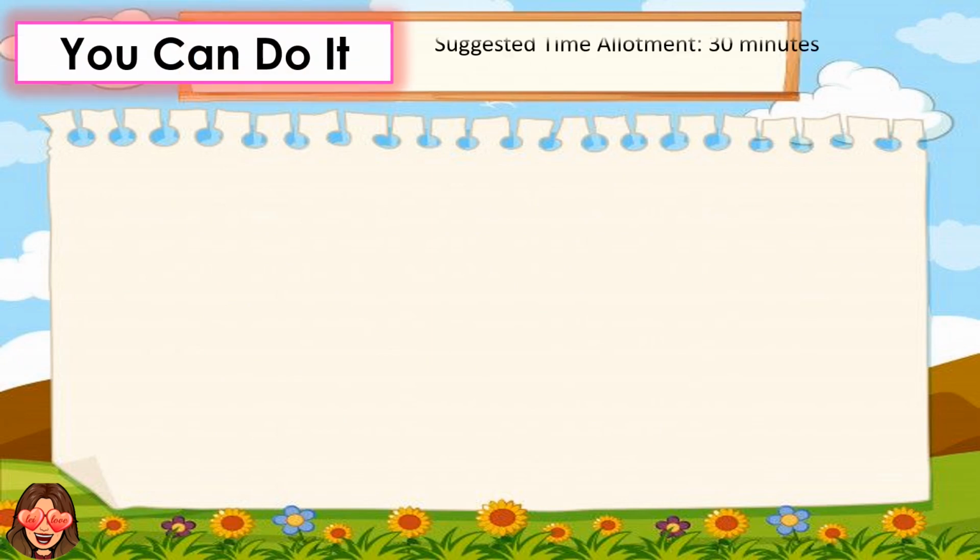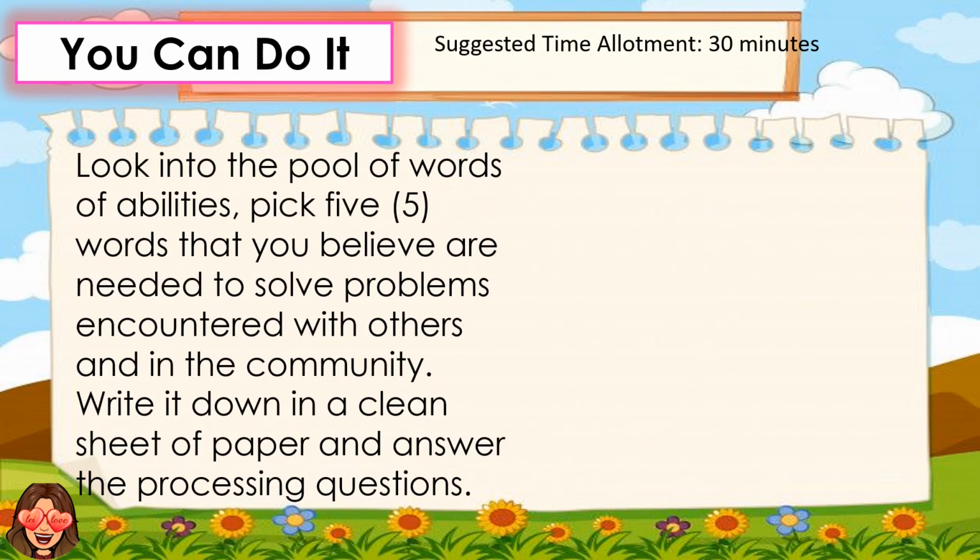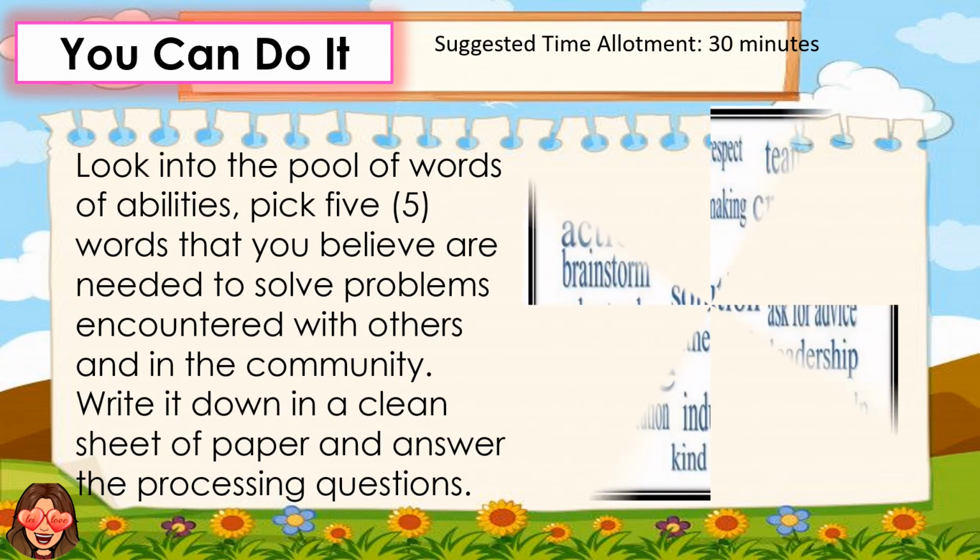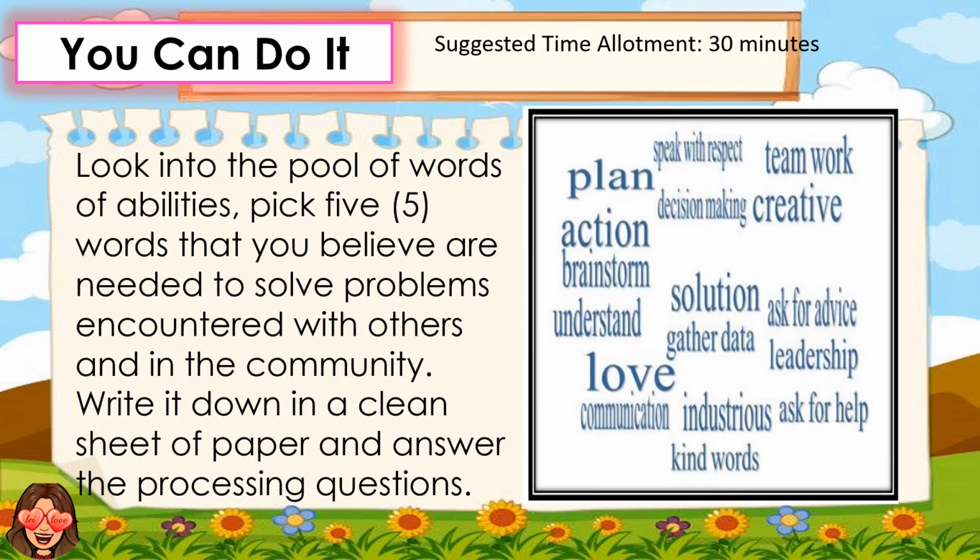You can do it. Suggested time allotment 30 minutes. Look into the pool of words of abilities. Pick 5 words that you believe are needed to solve problems encountered with others and in the community. Write it down in a clean sheet of paper and answer the processing questions.